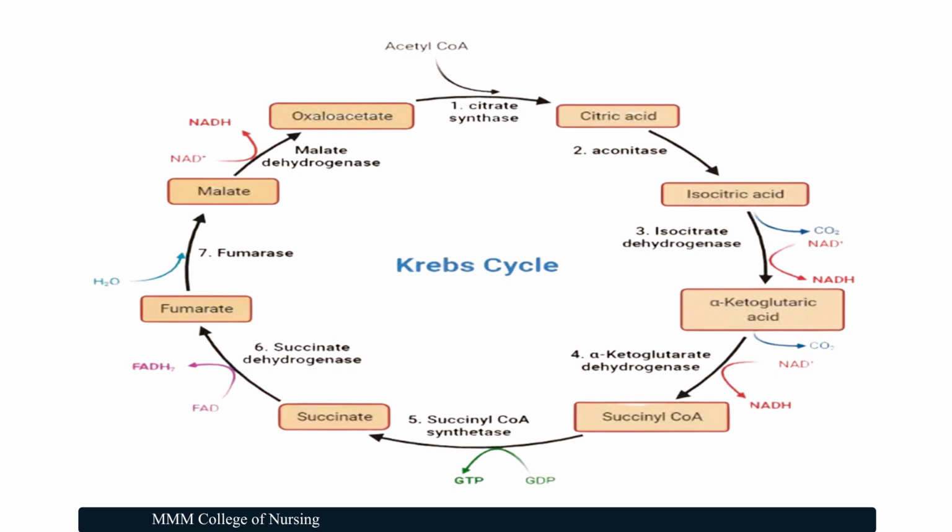Then fumarate becomes malate through fumarase using water, and finally malate becomes oxaloacetate through malate dehydrogenase, producing NADH. And we are back to the start. The cycle is complete. Please practice drawing this diagram with all the enzyme names. It is one of the most commonly asked diagrams in your biochemistry exams.